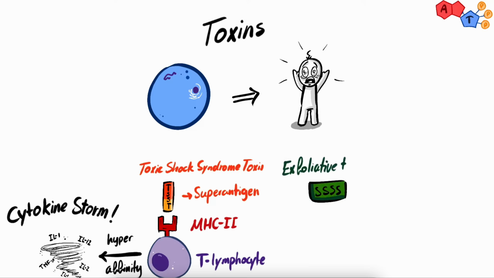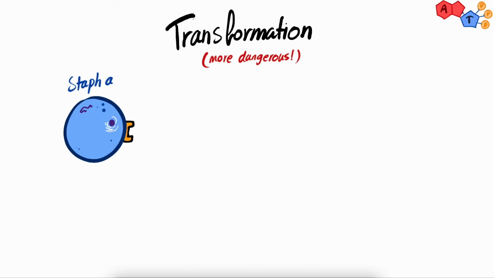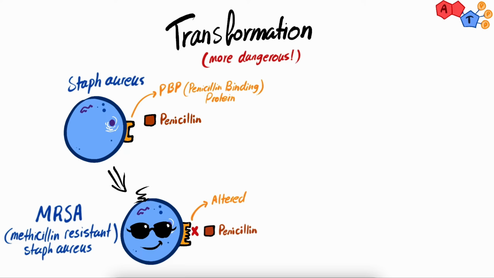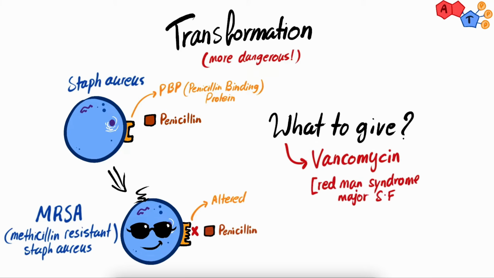Then we have exfoliative toxin, which causes scalded skin syndrome. And lastly, we have enterotoxin, which causes rapid symptoms of food poisoning. Last thing to mention about Staph aureus is that it can transform into something more dangerous. Staph aureus can alter its penicillin-binding protein present on its cell wall, and by doing so, it becomes MRSA, or methicillin-resistant Staph aureus. Keep this in mind when you think about its treatment, because we specifically use vancomycin for MRSA. Just a side note, one of the high-yield questions about vancomycin is that it can cause red man syndrome as a side effect. They love to ask about it in board examinations.